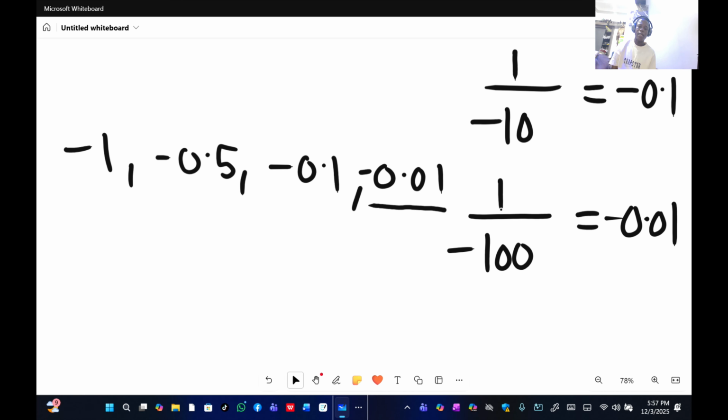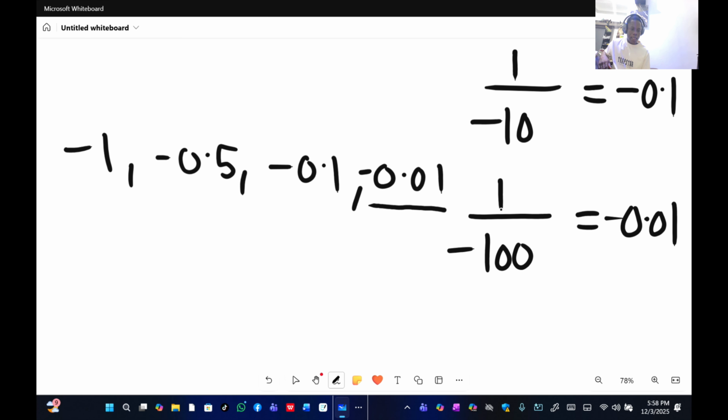And you can see that that's the number that is very close to 0. As we continue to divide by negative values that are approaching negative infinity, the values that we get are getting closer to 0, because negative 0.01 is closer to 0 than negative 0.1, and negative 0.1 is also closer to 0 than negative 0.5. So as you divide by a number that is approaching negative infinity, the value that you obtain is also getting close to 0.